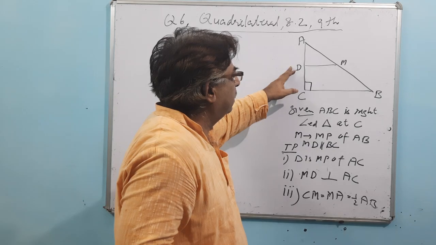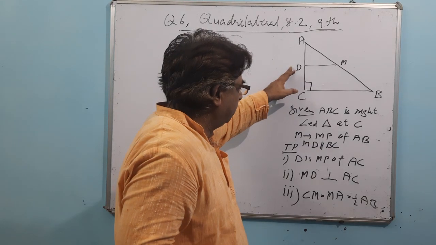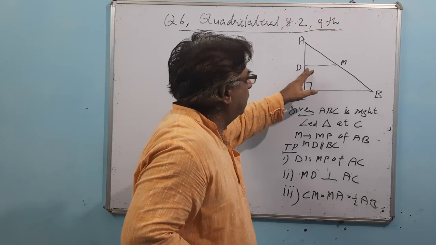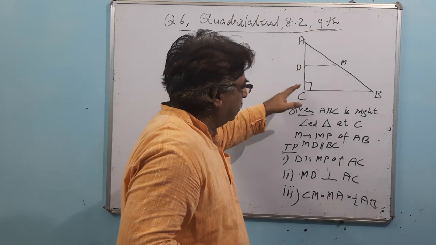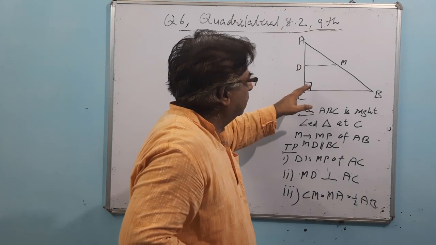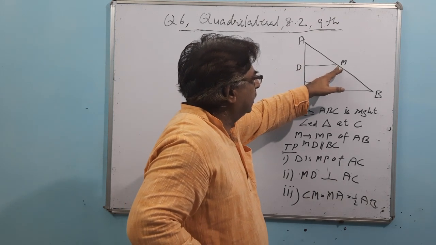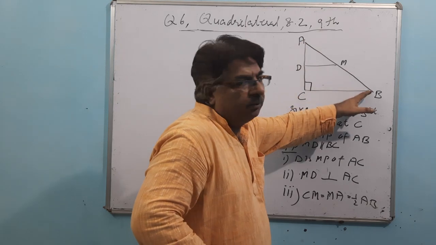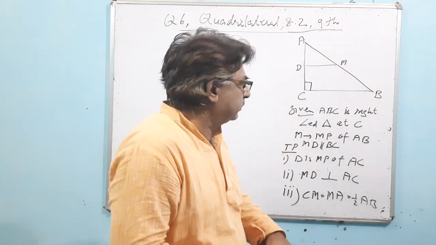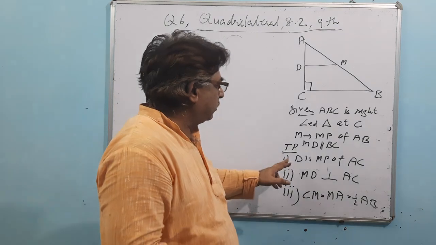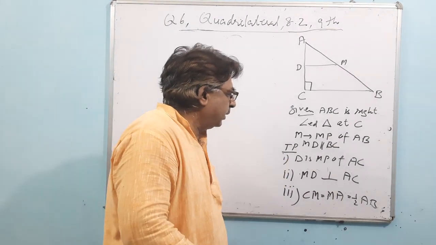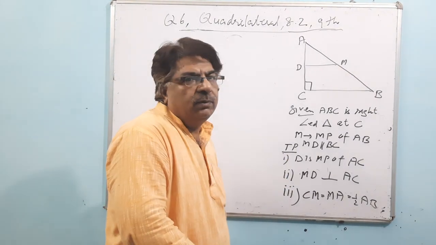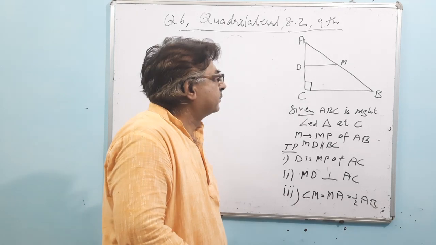D is the midpoint of AC. MD is perpendicular to AC and CM is equal to MA is equal to half of AB. This we have to prove. Let us start from the first part. D is the midpoint of AC.